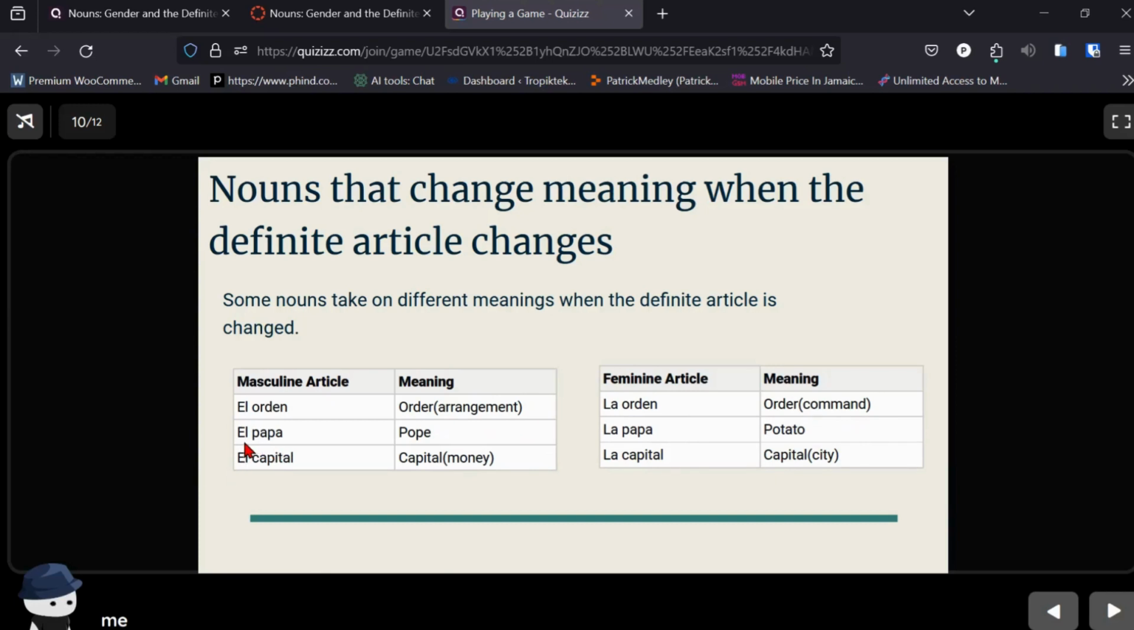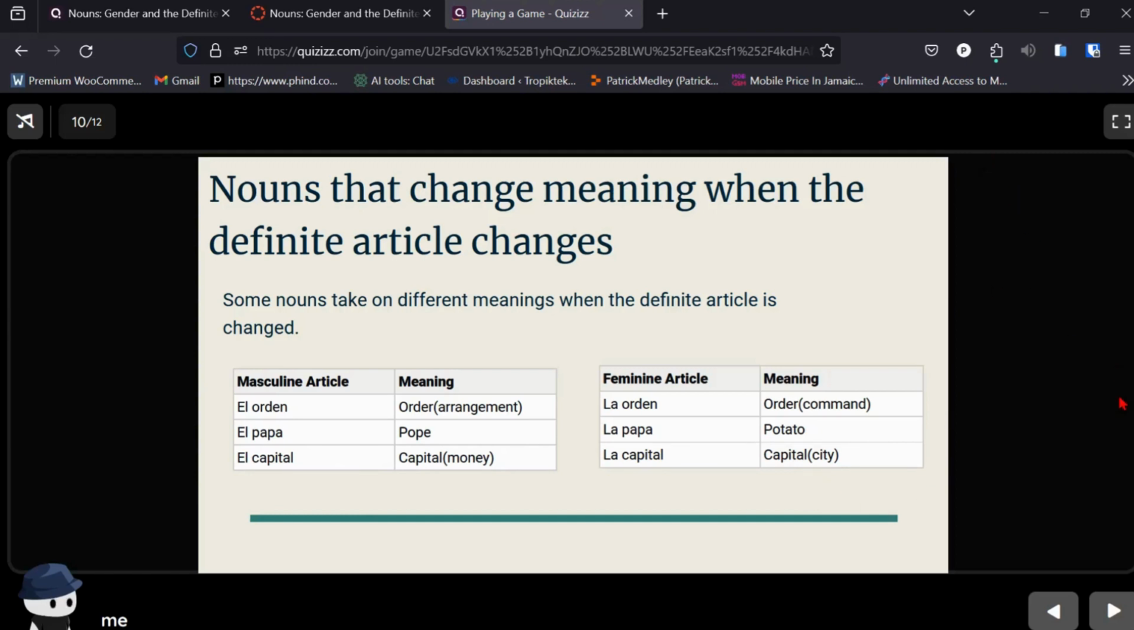This one is another one, el papa, which is Pope, and la papa, which is potato, right? So it's very interesting. El Papa and La Papa. One is the Pope and one is a potato. El Capital, which is capital, money that you need to probably run a business or start a business or something like that. And La Capital, which means the capital city. So the capital of your country or something like that.